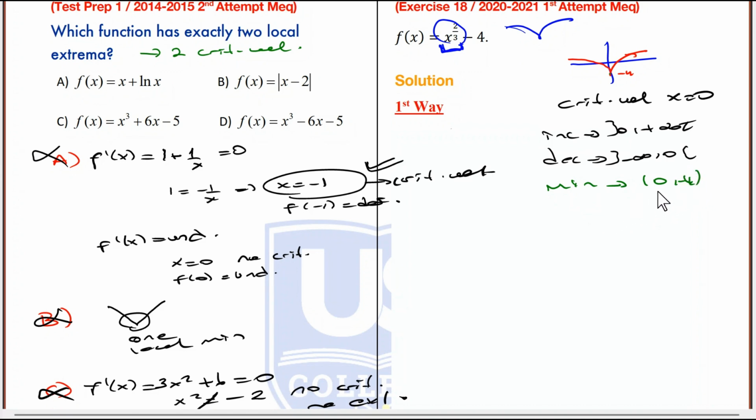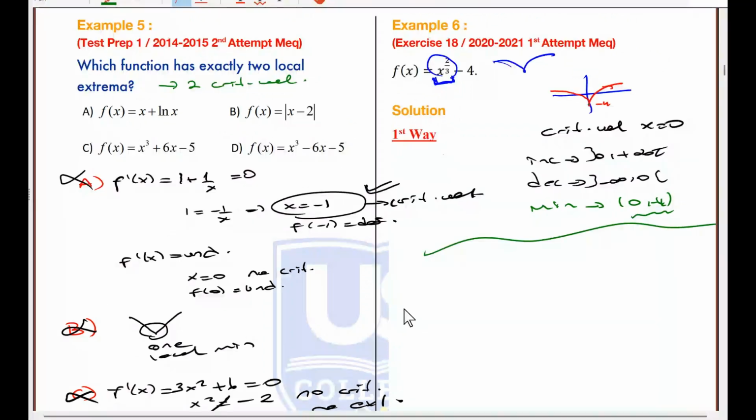If the question is asking about local extrema points, we have to find y. If it asks about only the x value, we just look at the x. Okay, if you want to solve it the long way, of course you can, by finding the derivative. f prime of x equals 2 over 3 in front, x to the power of 2 over 3 minus 1, which is negative 1 over 3. Let's simplify this. Bring x down to get rid of the negative exponent: 2 over 3x to the 1/3.